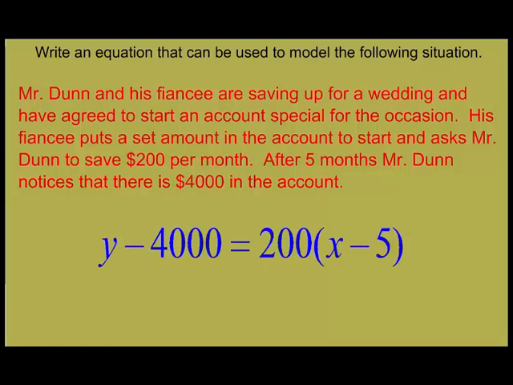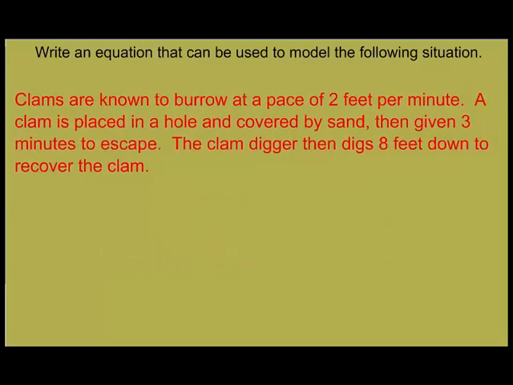So to write our equation, our slope, or our rate of change, goes right here. Our point, 5 months, $4,000. Our 5 months goes there because it's the independent variable. And the $4,000 goes there because it is the dependent variable. Here's a story problem to try for yourself. Go ahead and pause the video until you're ready to see the solution.